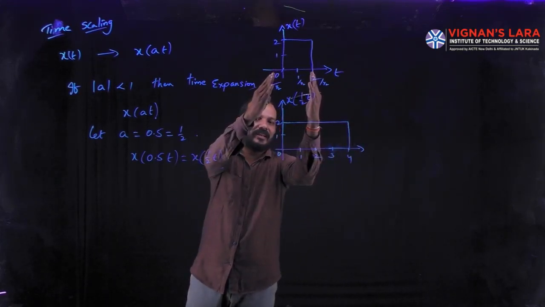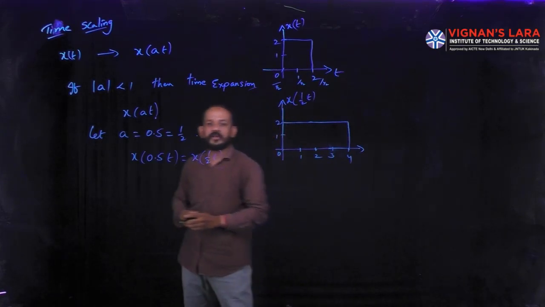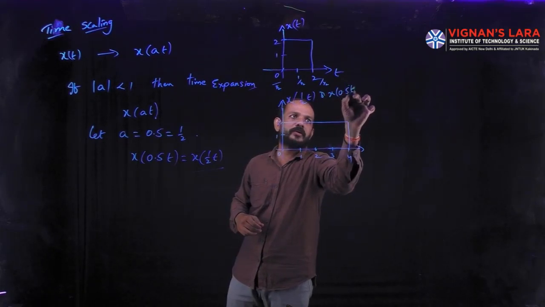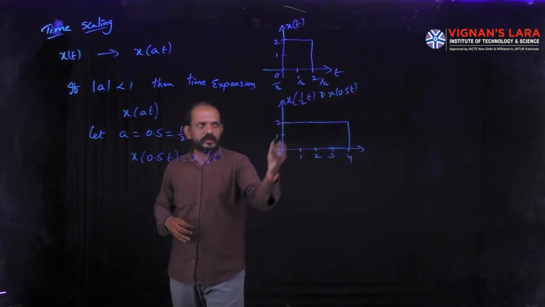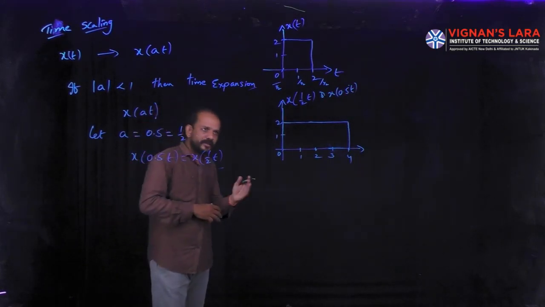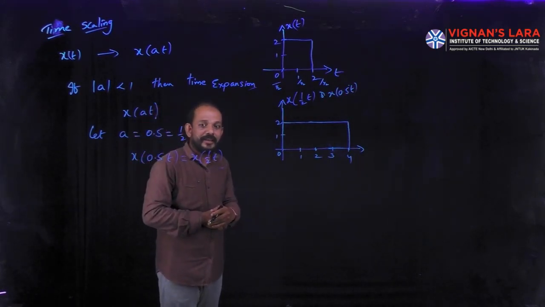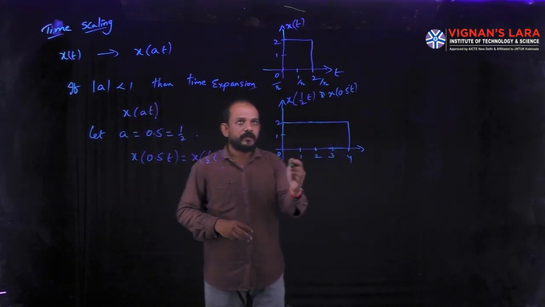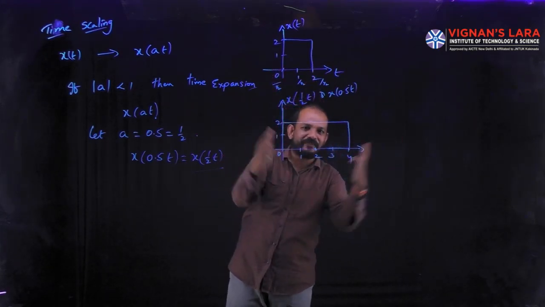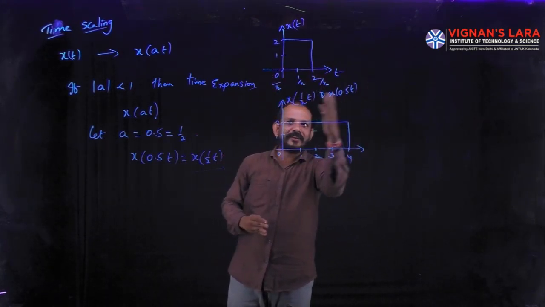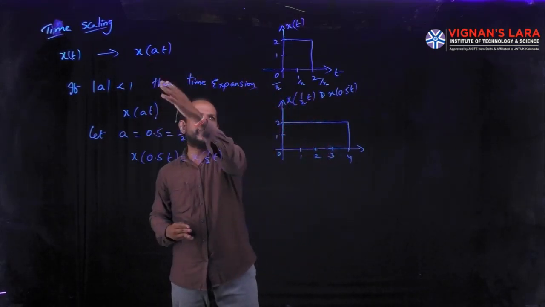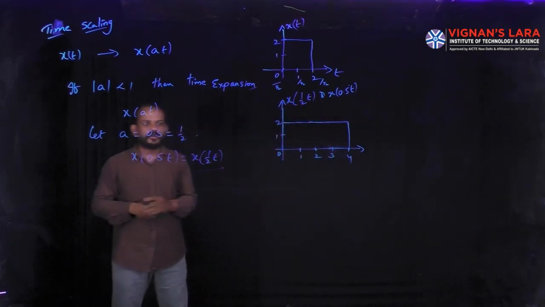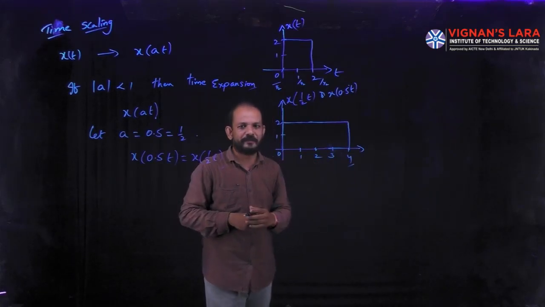This is the given signal x of t, and this is x of 1 by 2 into t, or x of 0.5 t. Both are the same. Here the a value is less than 1. For that I had taken the value as 0.5. So see, here the signal is expanded with respect to time, expanded by the factor of a. Here the a value is 1 by 2. So this is expanded. Okay, simple. This is expanded.